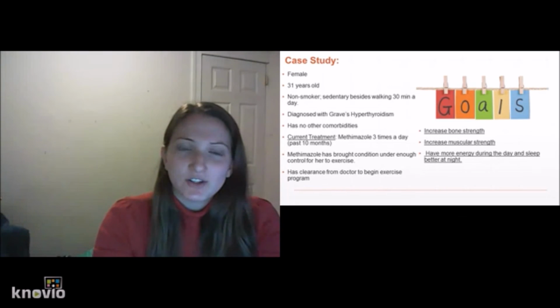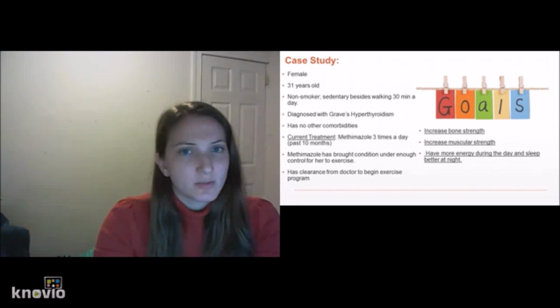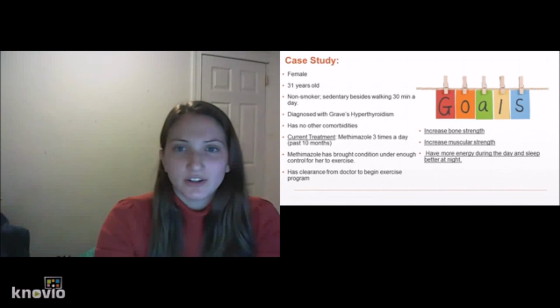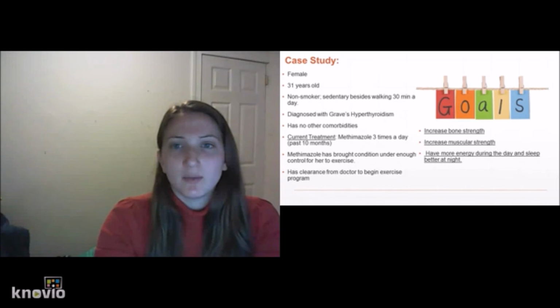My case study is a female. She's 31 years old. She's a non-smoker, sedentary, besides walking for 30 minutes a day. She was diagnosed with Graves' disease and subsequent hyperthyroidism without severe Graves' ophthalmopathy or dermopathy. She has no other comorbidities. Her current treatment is taking methimazole 3 times a day for the past 10 months. Methimazole has brought her condition under enough control for her to exercise. It's great. She has a clearance from her doctor to begin an exercise program.